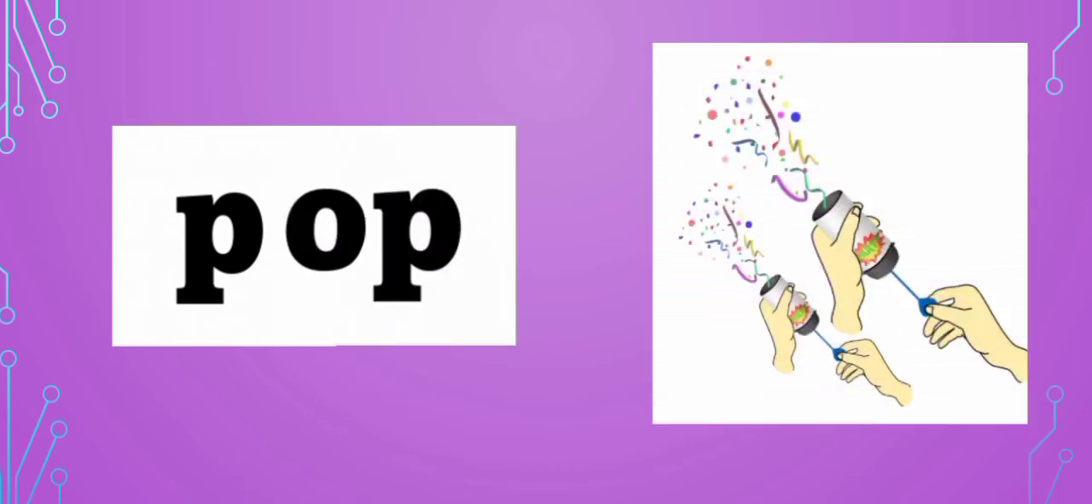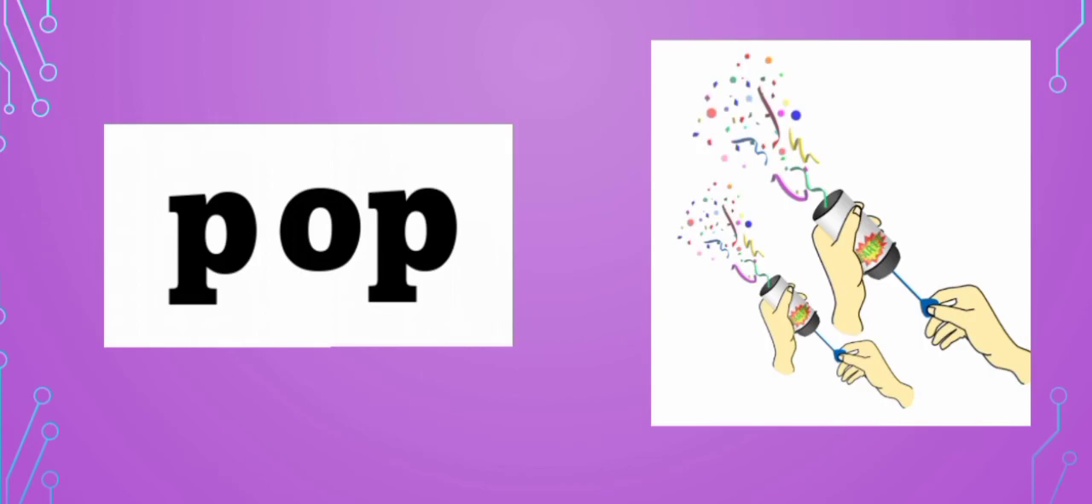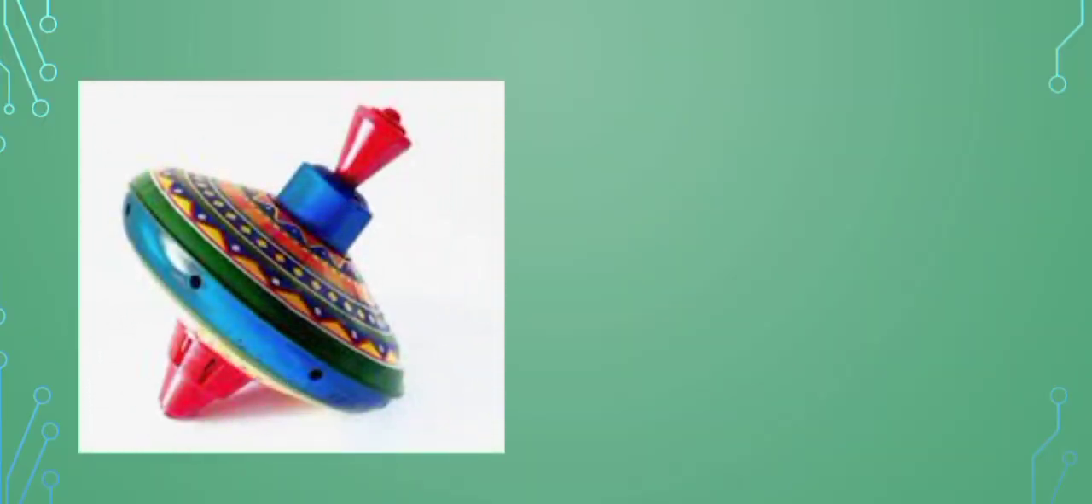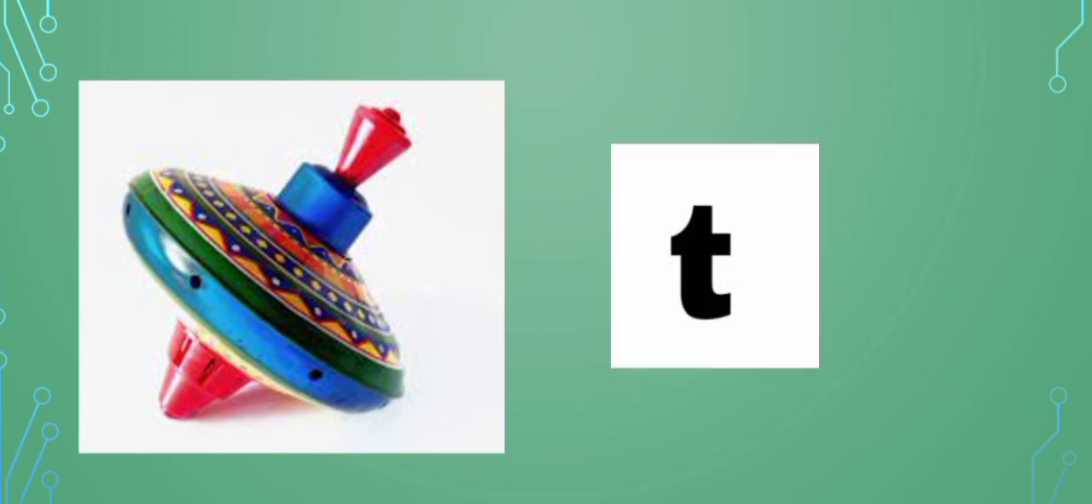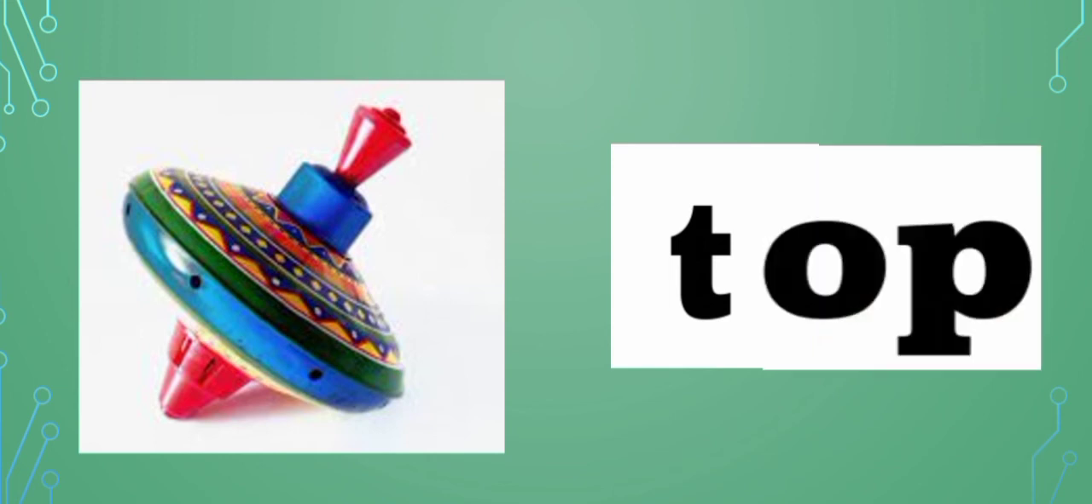Here comes the letter P. The letter P makes the sound P. P, op, pop. We can see these pops in parties. Now let's see the next one. Here we have a picture of top. Let's spell the word top, children. Here comes the letter T. The letter T makes the sound T. T, op, top. Okay, children, today we have learned few op family words, right?